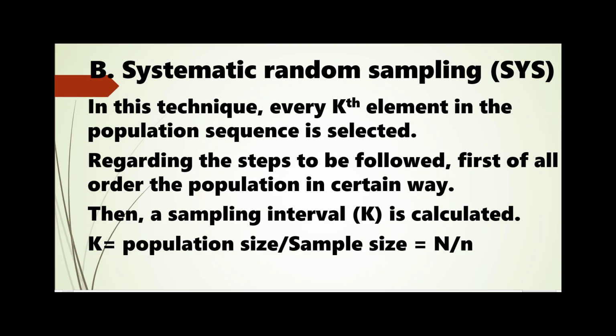B. Systematic random sampling. In this technique, every kth element in the population sequence is selected. Regarding the steps to be followed, first of all, order the population in a certain way. Then, a sampling interval k is calculated. Sampling interval equals population size divided by sample size.